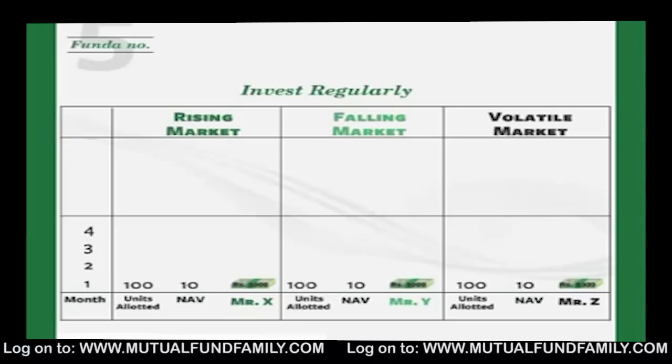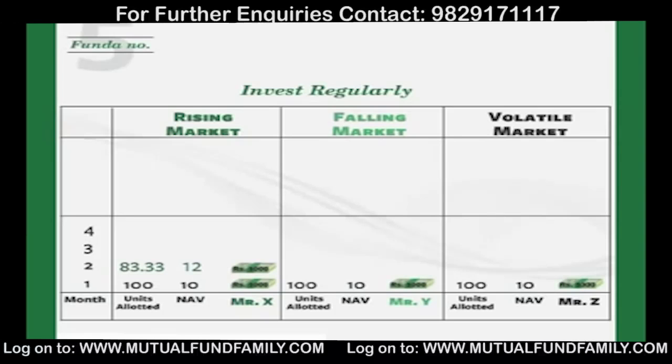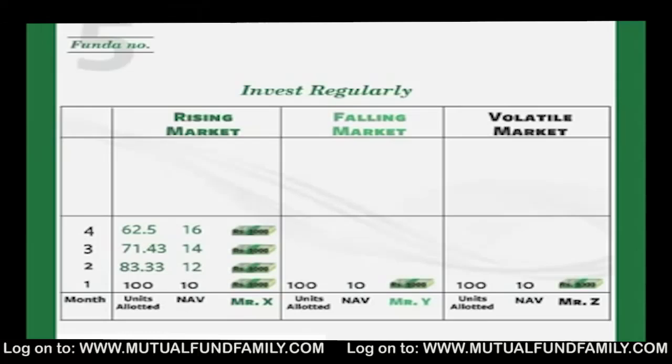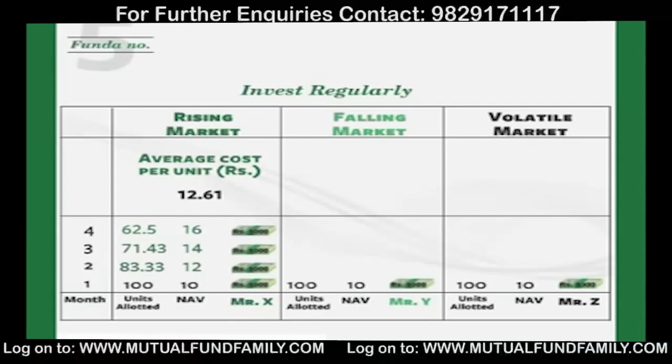In the first month, per unit cost was rupees 10, so each one of them is allotted 100 units. In the second month, for Mr. X, the cost per unit in rising market conditions increases to rupees 12, which further increases to rupees 14 and rupees 16 in the following months. At the end of 4 months, if we calculate the average cost of each unit for Mr. X, it comes to rupees 12.61.